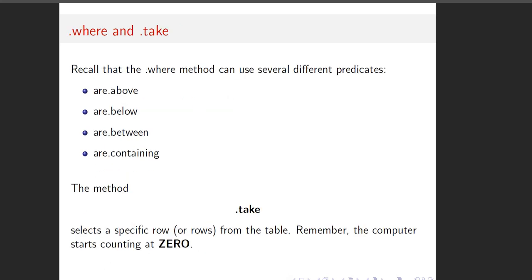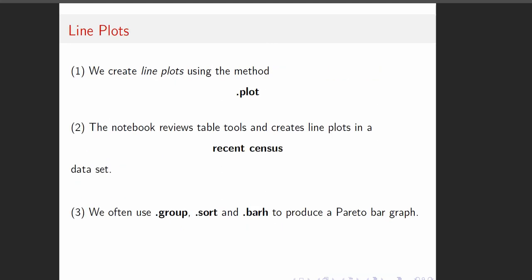And we talked about some of the predicates for the .where method. R dot above is one, R dot below, R dot between, and then this R dot containing. And remember, we did not underscore containing, so we can negate these. And then dot take, we said, grabs a specific row or rows from the table. And again, we do have to remember that the computer starts counting at 0. It will be somewhat confusing sometimes when we're watching the computer count, but as long as we keep that in mind, we're good.